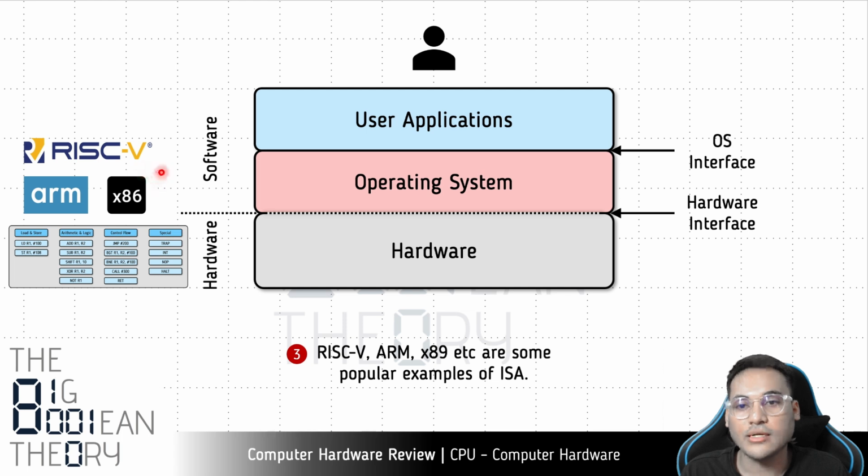So basically, the way it works is that if there is a machine that follows a particular architecture, let's say the ARM architecture, and if there is a program that has been written for the ARM architecture, then it will only run on the ARM machine.